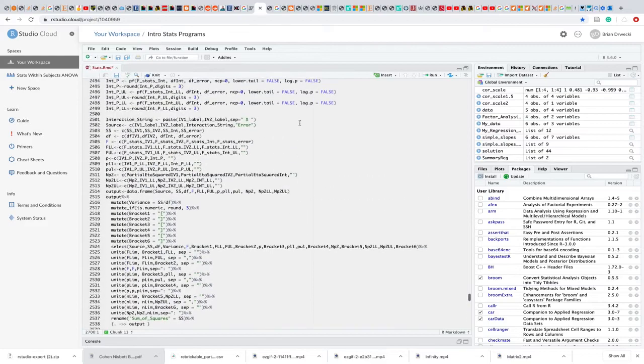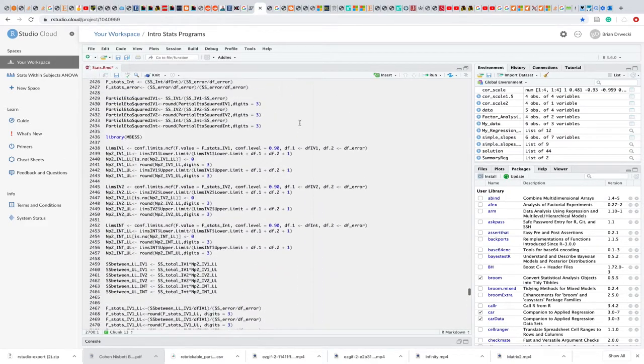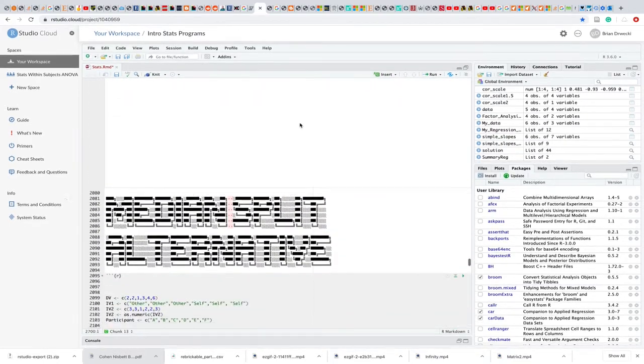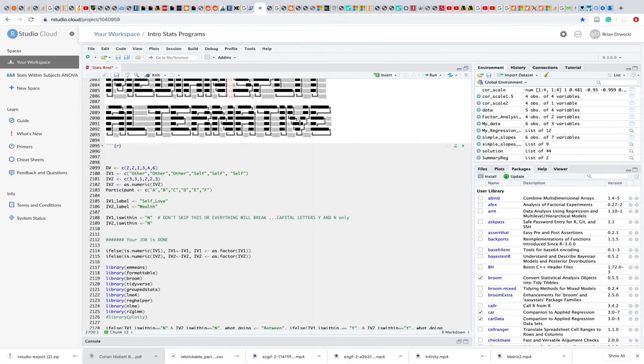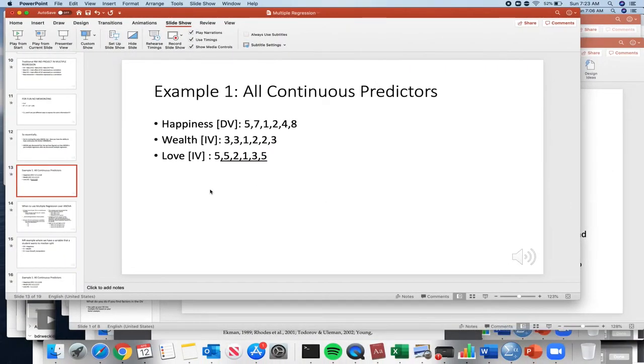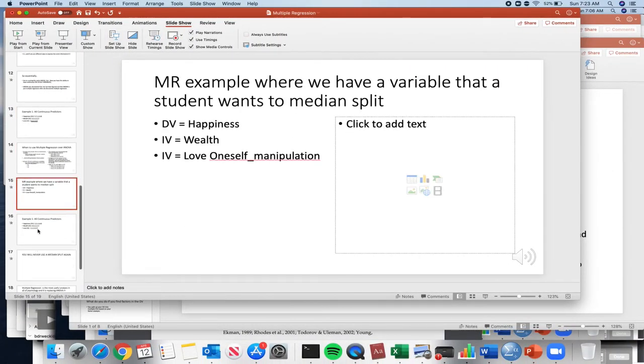We're now going to try to run an ANOVA with a continuous predictor without median splitting it, right? So we're going to run an ANOVA and get ANOVA type outputs. What you can see is I've entered the data in from our example. We've got our dependent variable happiness. Our independent variable 1 is love, and our independent variable 2 is wealth. Independent variable 1, no, it wasn't love. Let me just look back here. Oh, it's a love oneself manipulation.